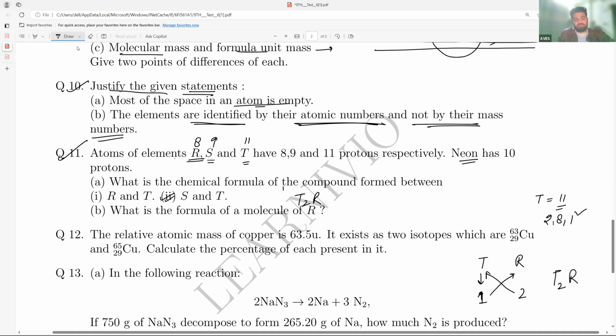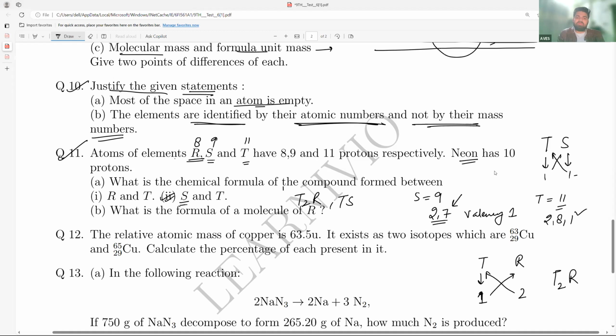Similarly, S is going to have atomic number 9, so its electronic configuration will be 2, 7, and so its valency will be -1. So we'll write here T and S. It is +1, it is -1. You cross multiply these two, or they cancel out each other. So this will be TS or ST. You can write it this way.